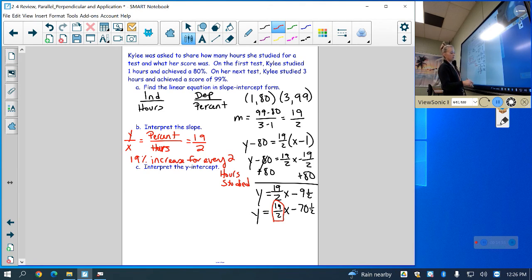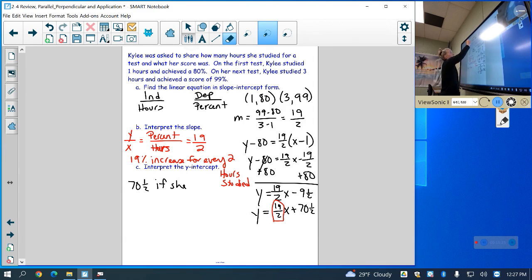Okay, oh, that should be positive. Sorry about that. That should be positive. This one should be negative. 80 plus negative 9.5 is 70.5. Okay, anyway, 70.5. That's the score she'll get if x is 0. Well, what does x stand for? Hours. So she will get a 70.5 if she does not study, or has 0 hours of study.